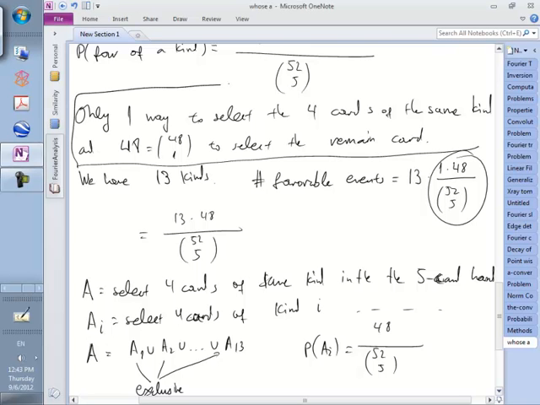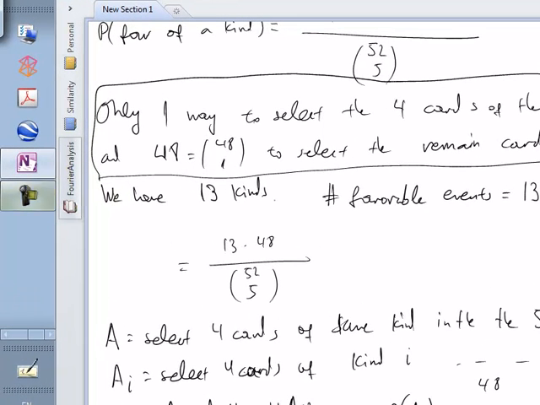The 13 is because we have 13 kinds. The kind is the numerical value. No. The 48 is for the 5th card. So the 48 accounts for the 5th card. The 13 accounts for the number of kinds. The kinds are the numerical values: Ace, 2, 3, 4, 5, and so on, Jack, King, and Queen. Any further questions? If we have no further questions, I'll just stop it here.